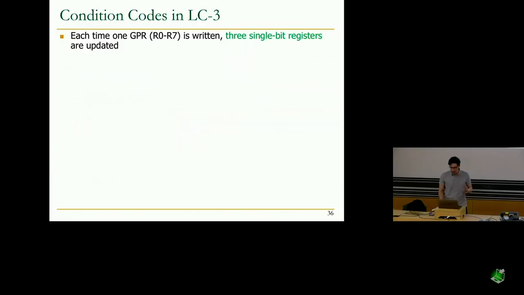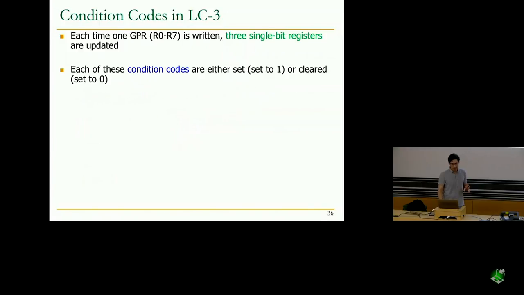These are 3 single bit registers, and they are updated every time one register is written. Recall that we have 8 general purpose registers. We write sometimes in these general purpose registers. For example, when we use the ALU, the result is stored in one of them, or when we use one load instruction, we read something from memory and we store it in a destination register. Every time we write one general purpose register, these 3 condition codes, these 3 single bit registers, are updated.